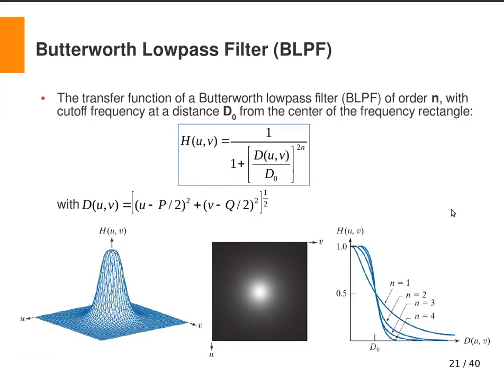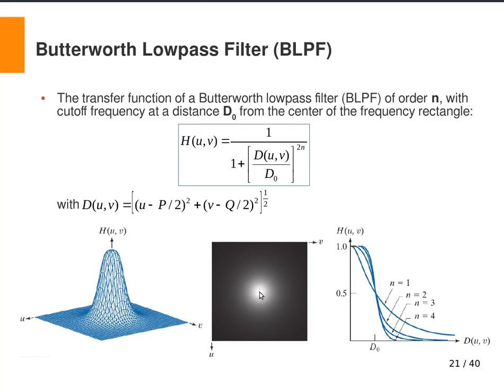So the third type of low pass filter that we want to talk about is the Butterworth low pass filter. The transfer function for a Butterworth low pass filter of order n with cutoff frequency d0 is shown in this form. H of u and v is 1 over 1 plus D of u and v over d0, and this fraction is raised to the power of 2 multiplied by n. Again, function D of u and v basically shows the distance between any given point in the frequency domain and the center.